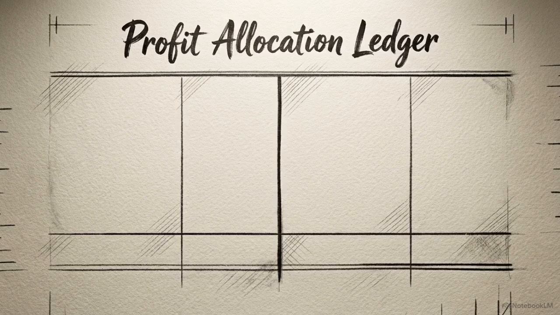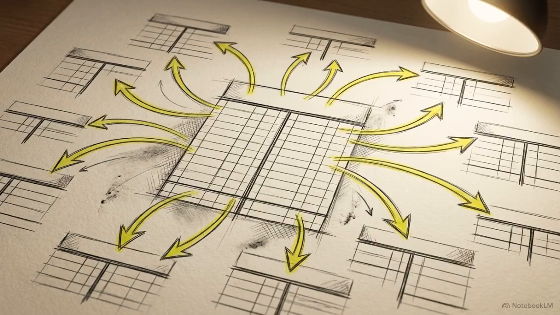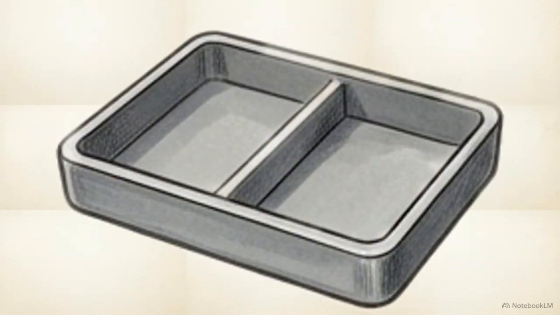Step 2 is building the profit and loss appropriation account. This specific ledger is the central hub where the firm's raw net profit is adjusted and prepared for distribution to the partners. This graphic shows a blank T account for our P&L appropriation.